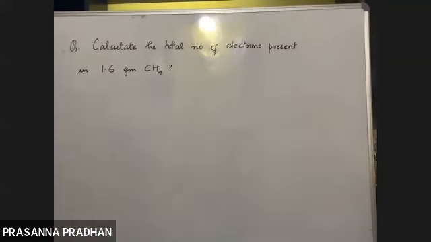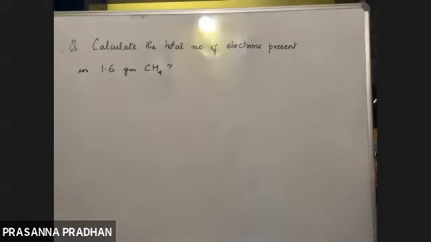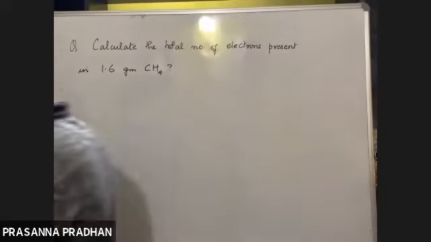Okay, calculate the total number of electrons present in 1.6 gram of methane. Okay, now how are you going to do this?